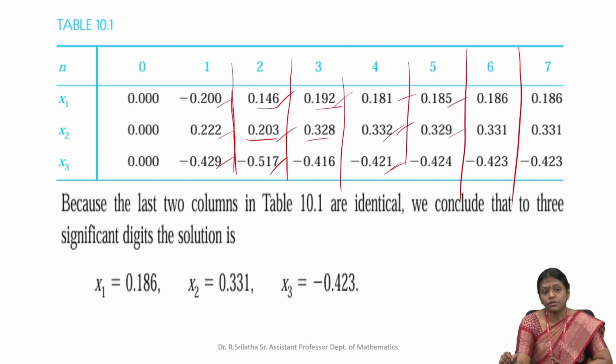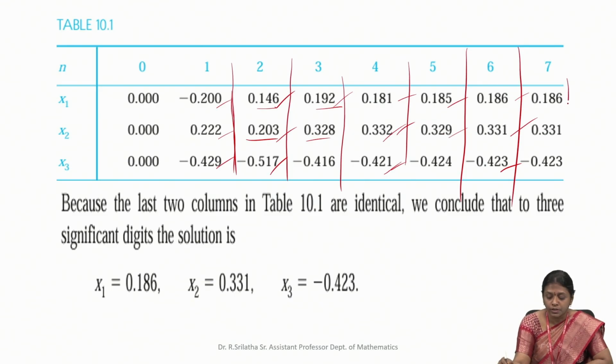They mention in the question, we need to get up to 3 decimal places, we must get the same value here. Again, we are moving to the sixth iteration based on the fifth iteration values. We got 0.186 here, and this is 0.331, and this is minus 0.423. If you compare the fifth iteration and sixth iteration values, again these are all not nearer here.